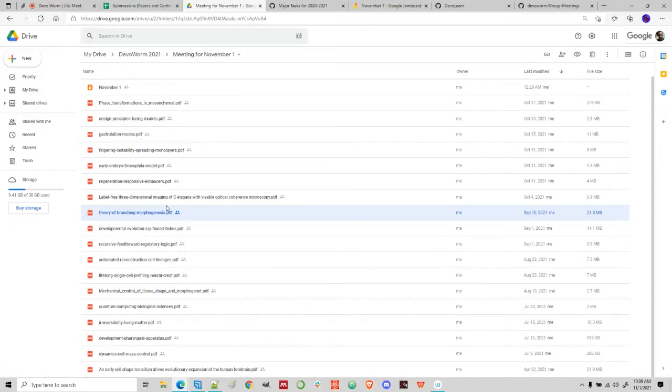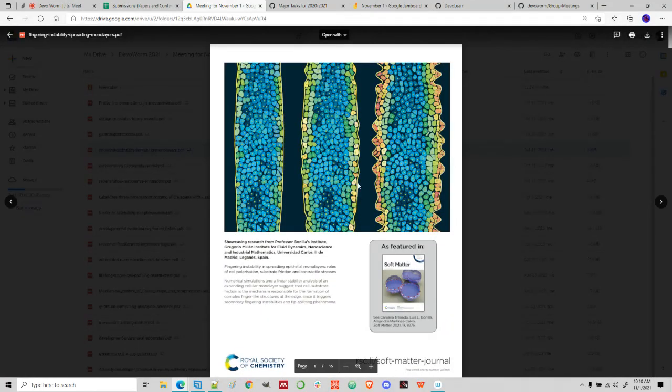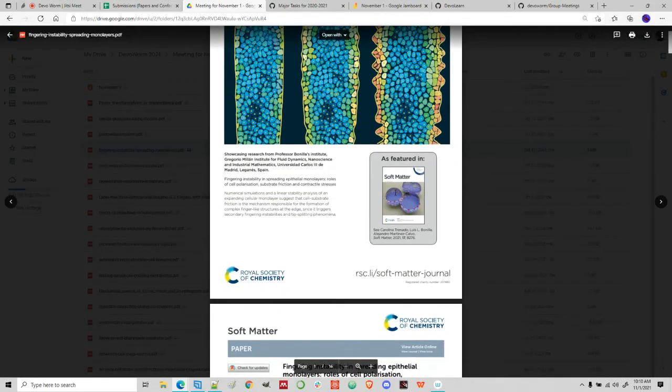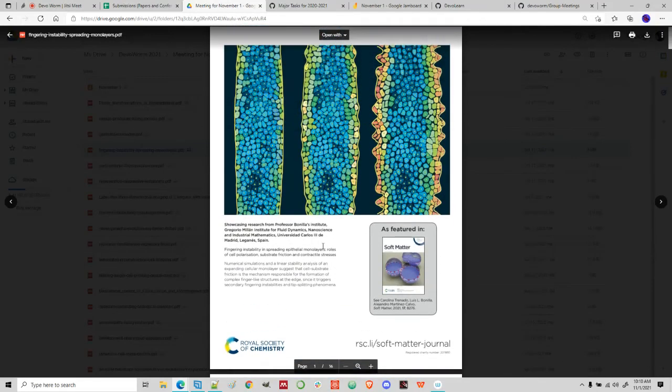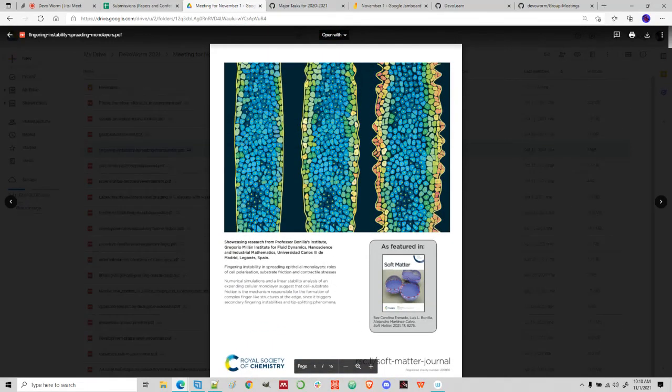Finally, let's see, which paper do I want to do here? How about this one? Actually, this is a soft matter paper, so this might be something Susan will be interested in. But I'll do it now, and I'll send her the paper. I guess in soft matter they have these nice images on the front cover. Fingering instability in spreading epithelial monolayers: roles of cell polarization, substrate friction, and contractile stresses.